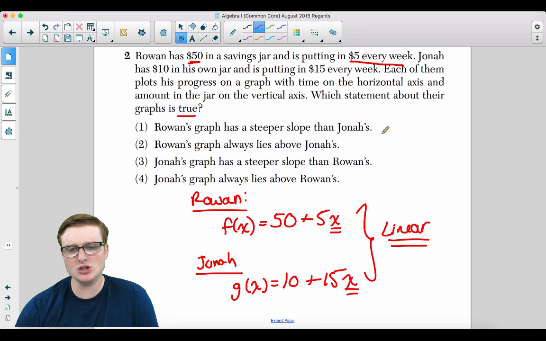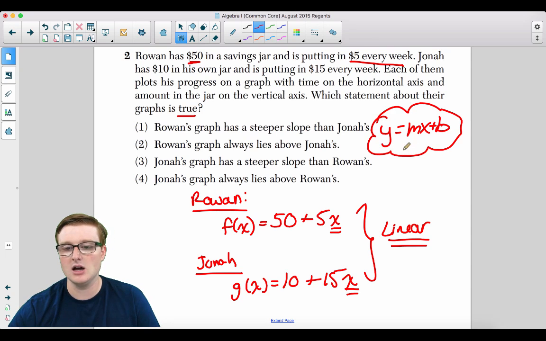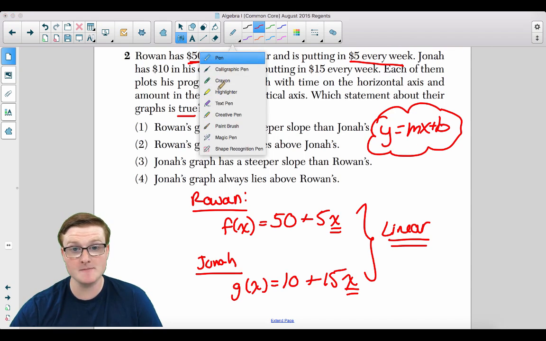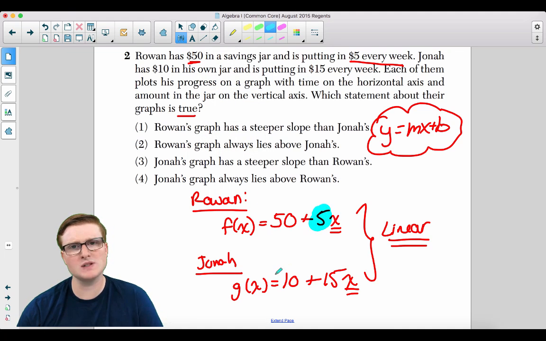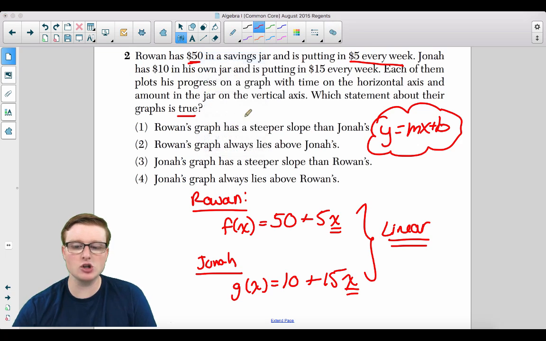Rowan's graph has a steeper slope than Jonah's. Again, I just said that these are lines. So remember, again, y equals mx plus b. That is the standard form of a line, where m is your slope and b is your y-intercept. They're saying that Rowan's graph has a steeper slope. Well, Rowan's slope is 5, and Jonah's is 15. Well, that makes no sense, because in order for this to be a steeper slope, the m value has to be bigger than the other one. Rowan's is less steep.